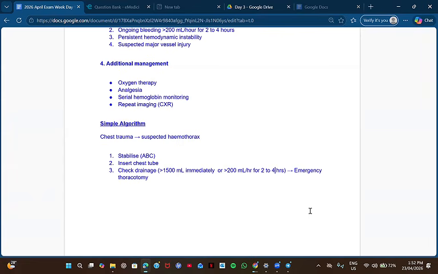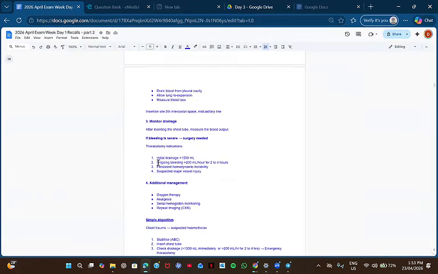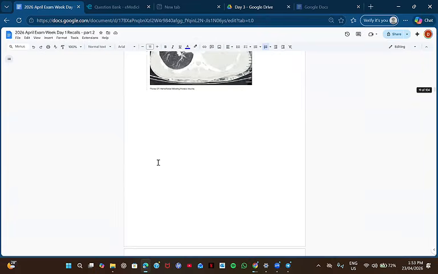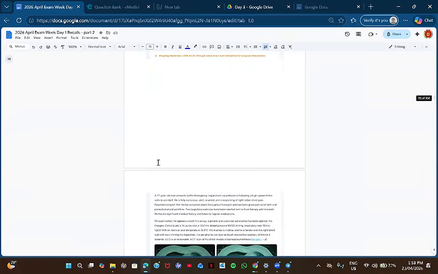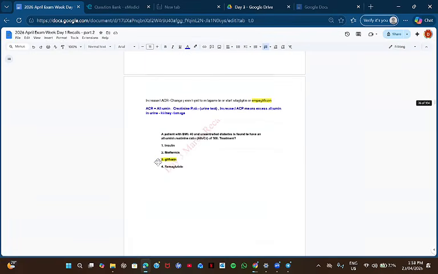We can just think about the emergency thoracotomy, right? It's according to these indications. I hope everything is clear, right? I hope everything is very clear for you, right? Is there any doubt?